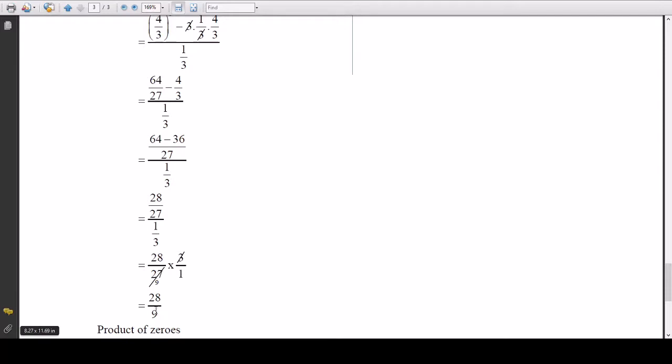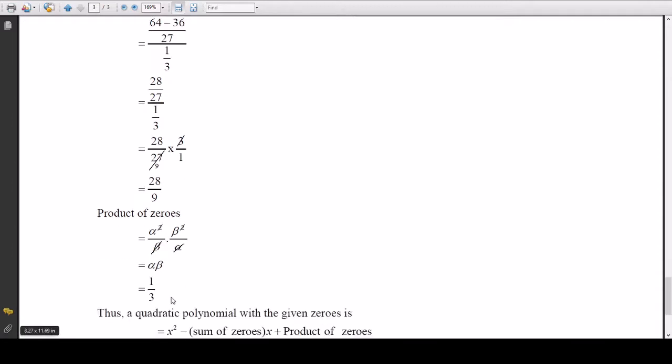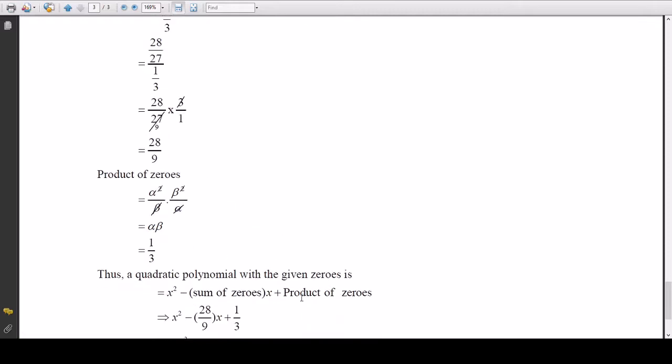Now this is the sum. What will be the product? Product will be alpha square by beta times beta square by alpha. If you cancel alpha with 1 alpha from the numerator, beta with 1 beta from the numerator, you'll have only alpha beta. What is the value of alpha beta? 1 by 3, isn't it? Thus the quadratic form with the given zeros will be, sum of zeros, what is the sum? 28 by 9. What is the product? 1 by 3.